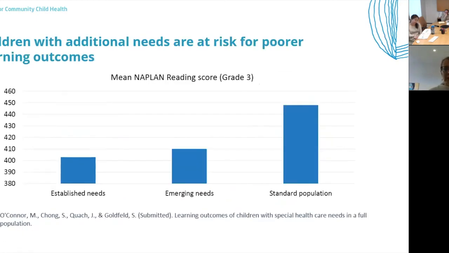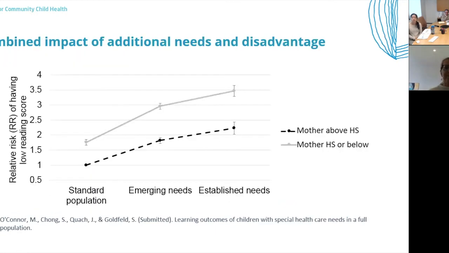And then when we look at these children, particularly I want you to look at these kids here and how they're doing at grade 3, which is our national reading score. You can see compared to the standard population, these kids are doing worse. These are not kids with recognised disabilities. These are kids where the teachers are saying, these kids have come in with no diagnosis, but I'm worried about them. And then, of course, the overlay of disadvantage. These are mothers who are above high school, mothers below high school, and you can see their relative risk of having a low reading score.